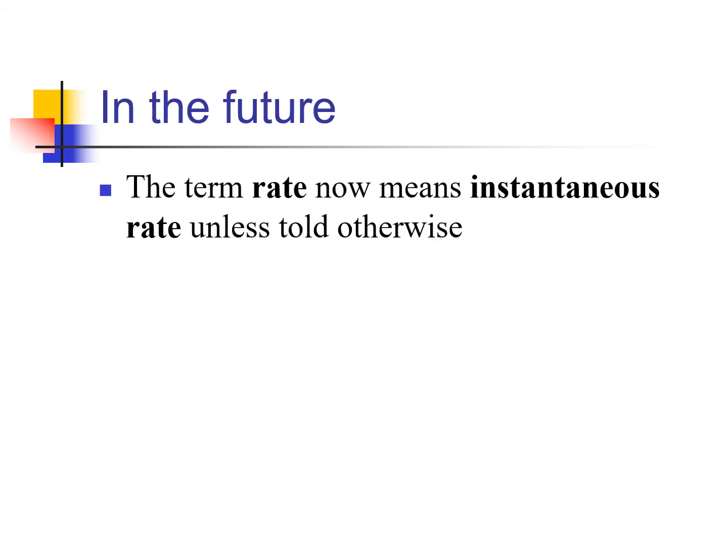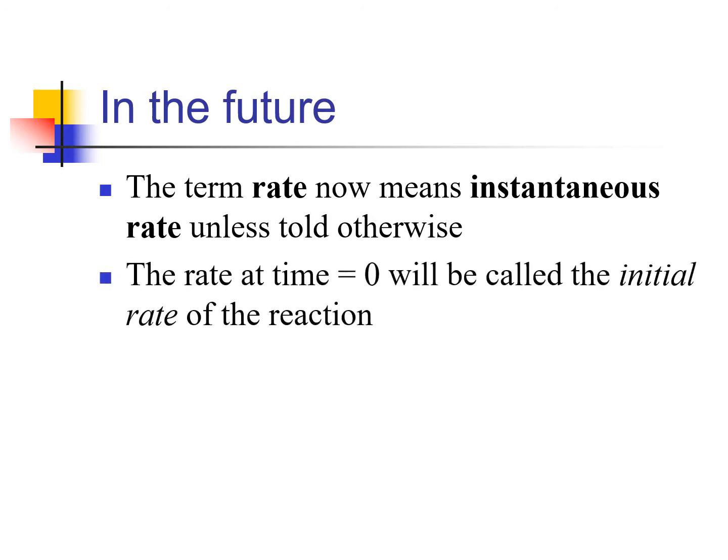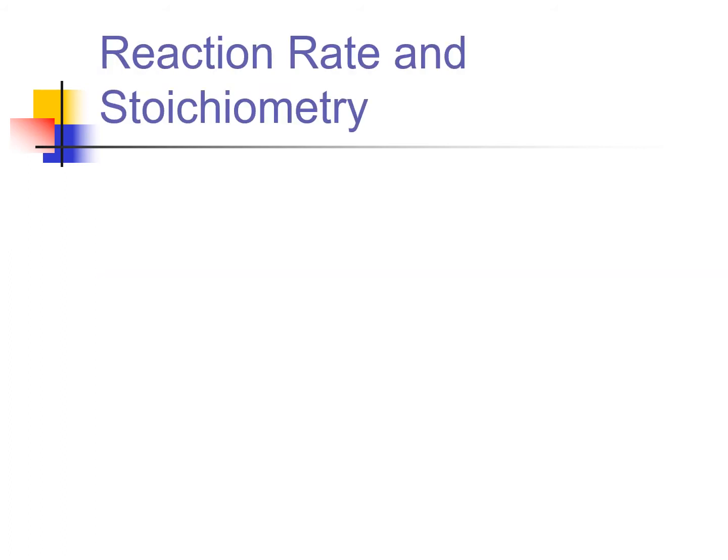Now in the future, when I say rate, we're going to be talking instantaneous rate unless told otherwise. And a lot of what this chapter is about is finding different ways of finding that instantaneous rate. Doing it graphically with the tangent lines is tedious. But you will have homework questions where you have to do that, FYI. The rate at reaction time 0, we're going to call initial rate. We're going to be doing a lot of stuff with the initial rate of a reaction.